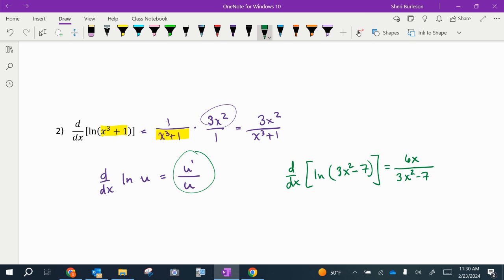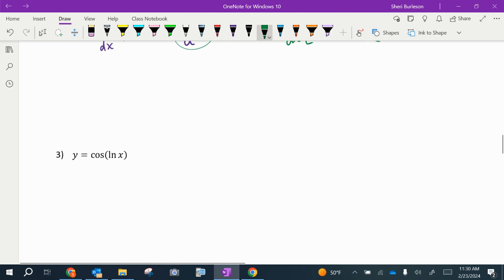So that's if we're taking the natural log of a function. What if I have a chain rule problem where the inner function is my natural log?